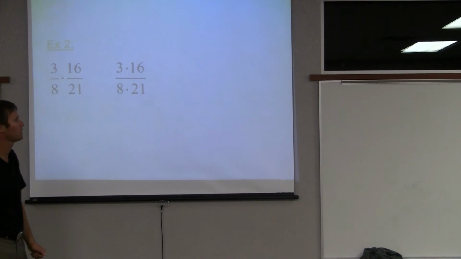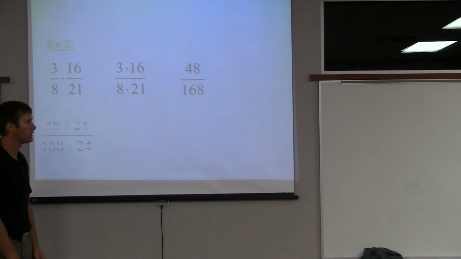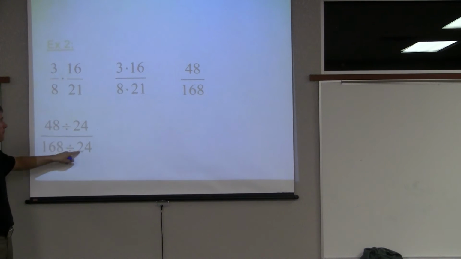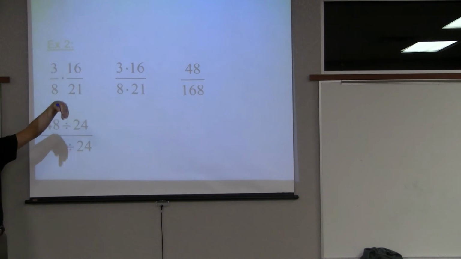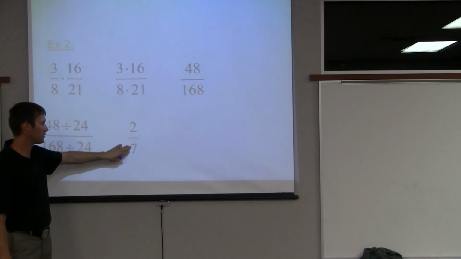3 times 16 is 48, 8 times 21 is 168. Simplify from there. In this case, I could divide each side by 24. So you could say 2 and go by 2's. Keep reducing down by 2's. All right? But you want to check, simplify as far as you can, and simplify to 2/7.